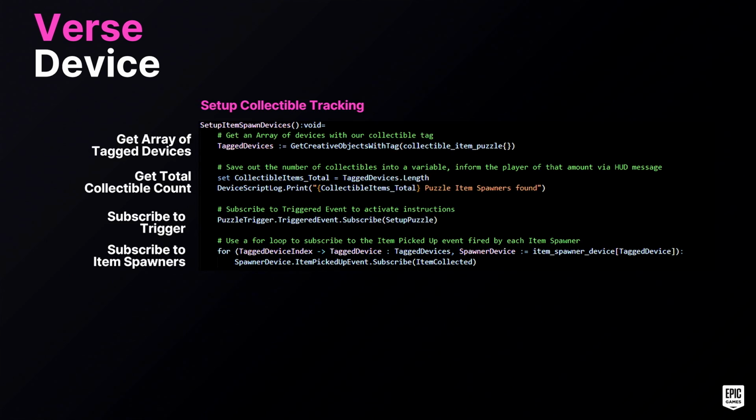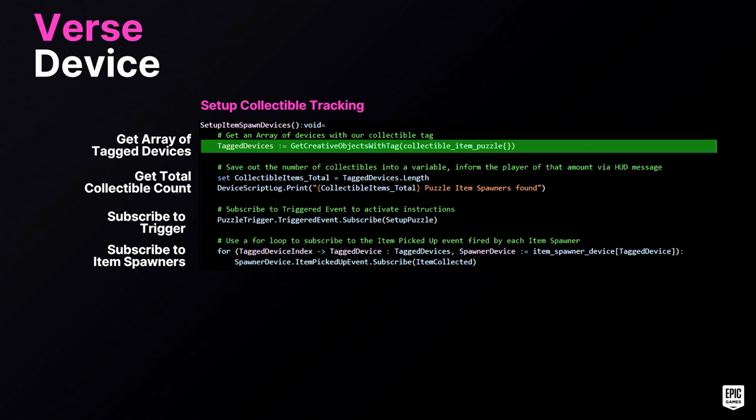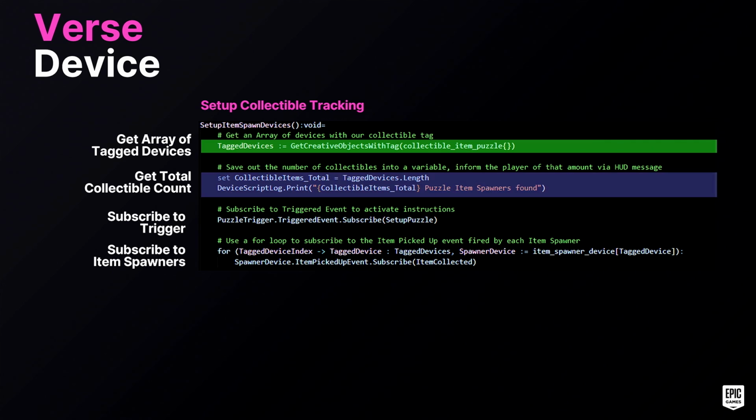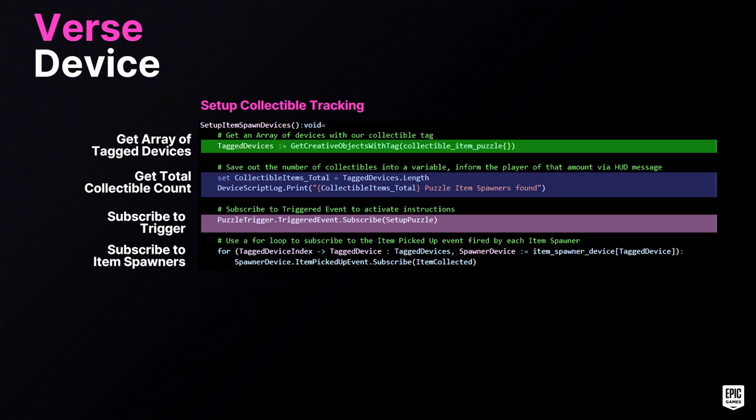So let's talk about tracking the collectibles. This is pretty self-explanatory. I get an array of all my devices with my collectible item puzzle tag, and then I get the length of that array. An array is a list of things, and that tells me how many objects I need to pick up to solve the puzzle, which means that you can have as many or as little as you want, and it will adapt to your design.